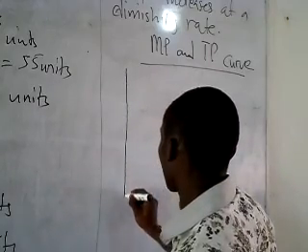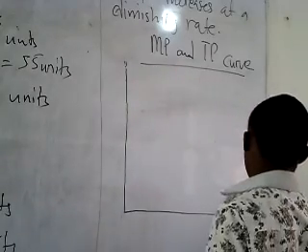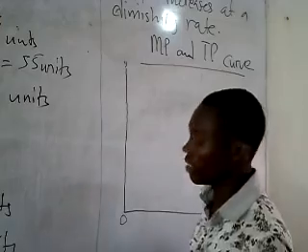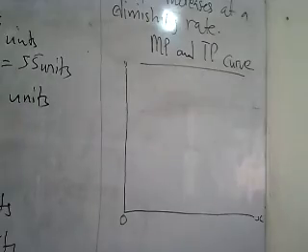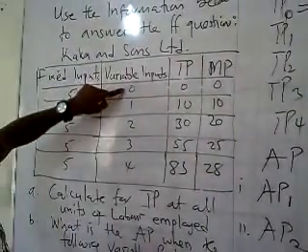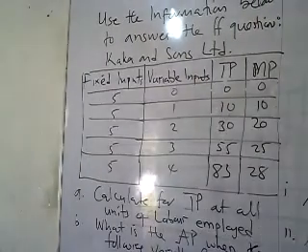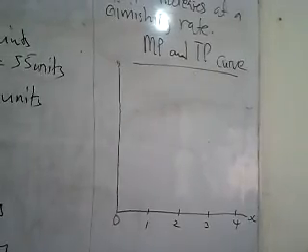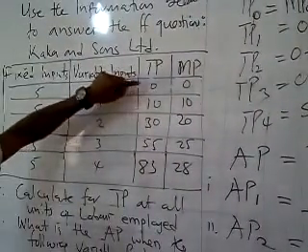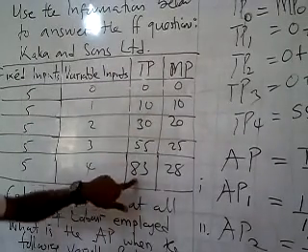So we have our y-axis here and then the x-axis. This is the initial point. It starts from 0. Now let's look at the quantities of the variable factor. It also starts from 0 and then the maximum is 4. The highest is 4. So 1, 2, 3, and then 4. Now look at the highest unit of the total product and marginal product. The highest here among the two is 83 units.